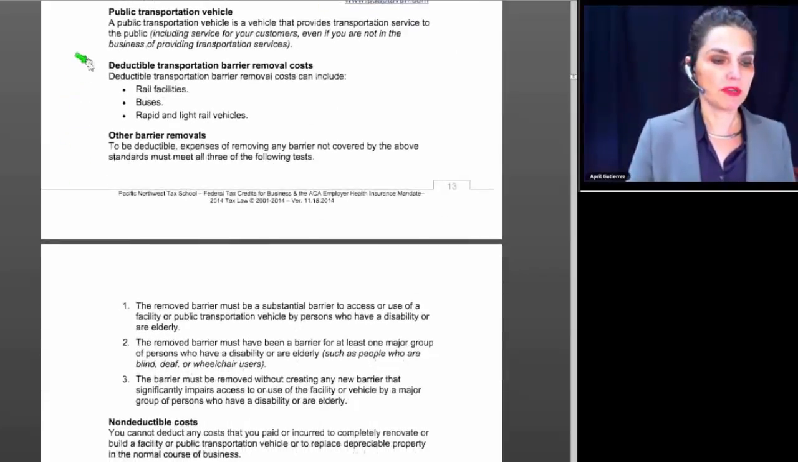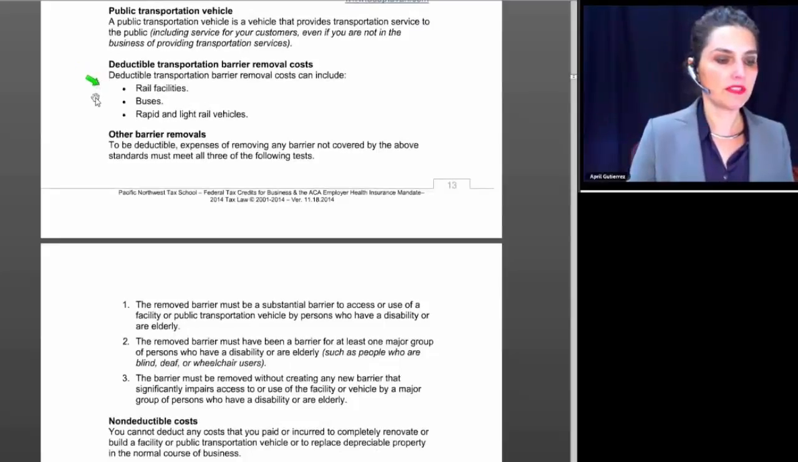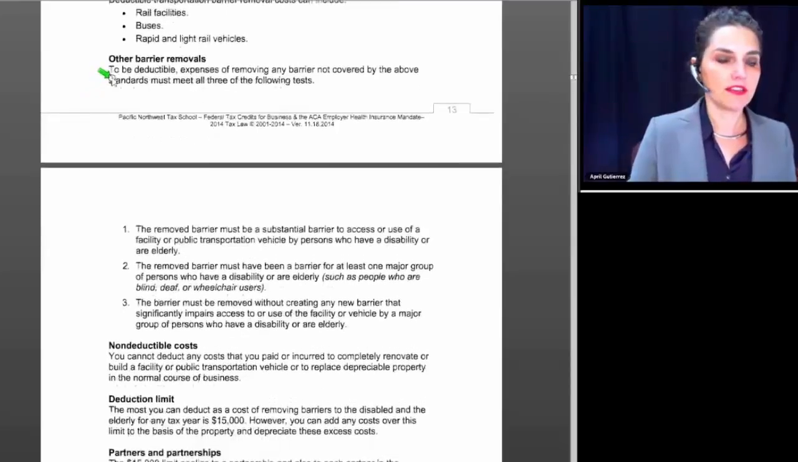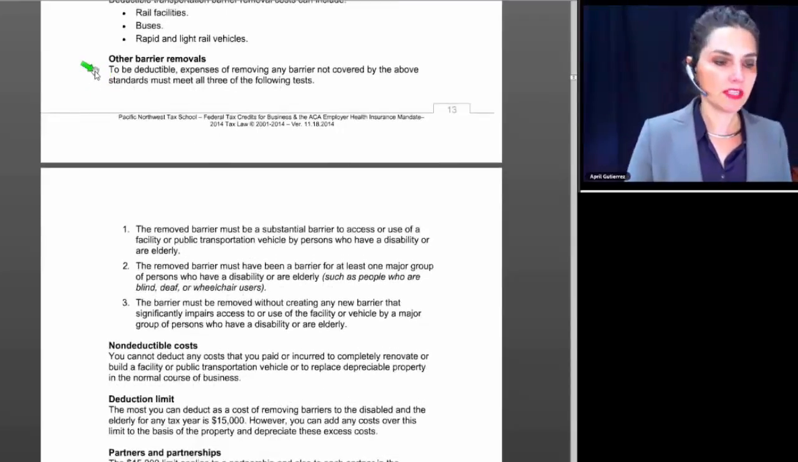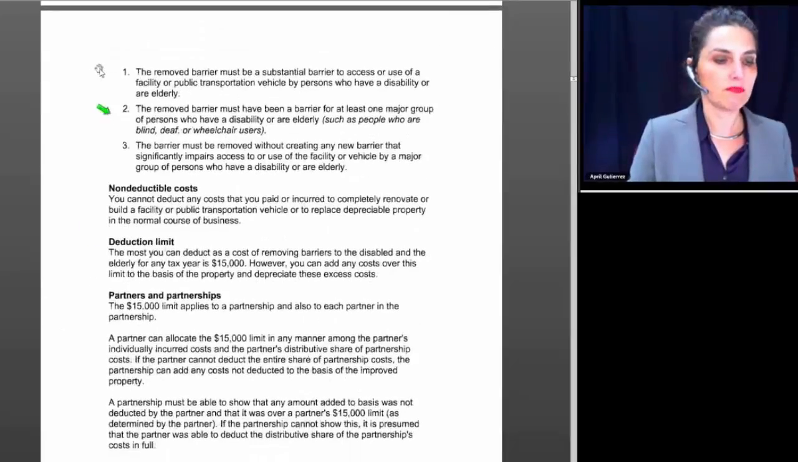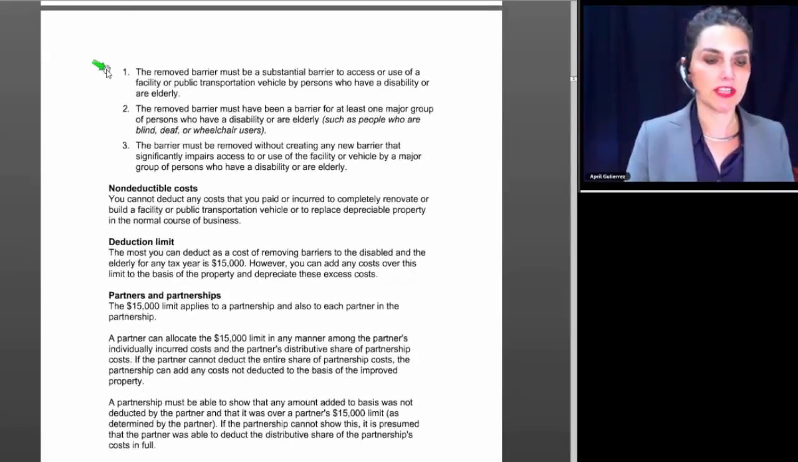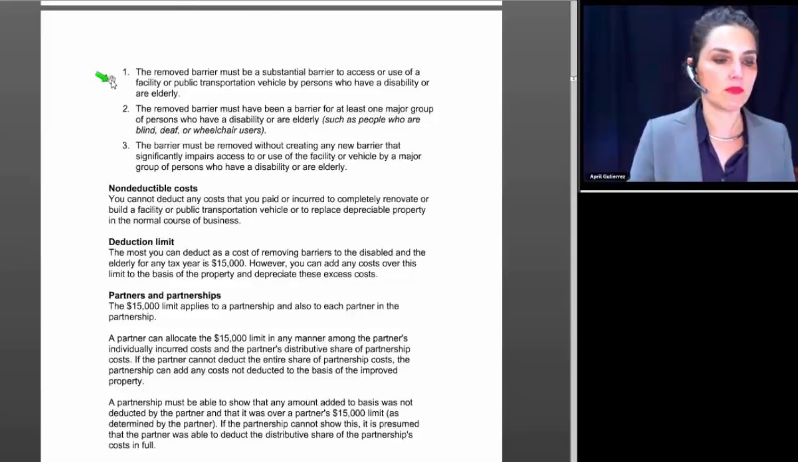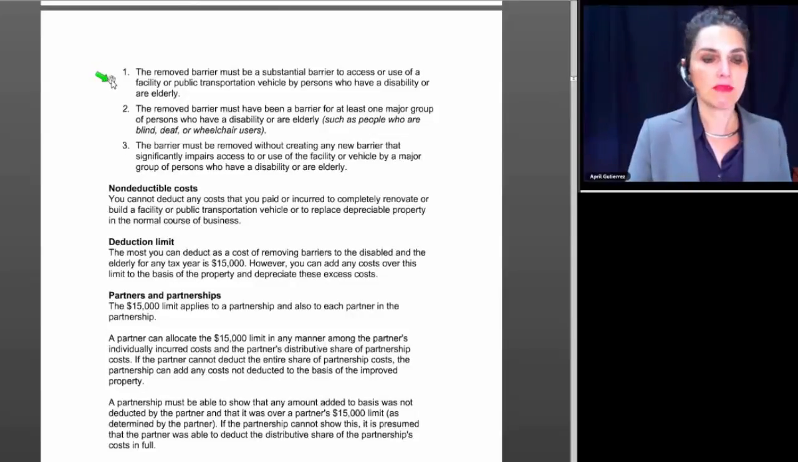Deductible transportation barrier removal costs. Deductible costs can include rail facilities, buses, and rapid and light rail vehicles, and other barrier removals. To be deductible, expenses of removing any barrier not covered by the above standards must meet all three of the following tests. Firstly, the removed barrier must be a substantial barrier to access or use of a facility or public transportation vehicle by persons who have a disability or are elderly.